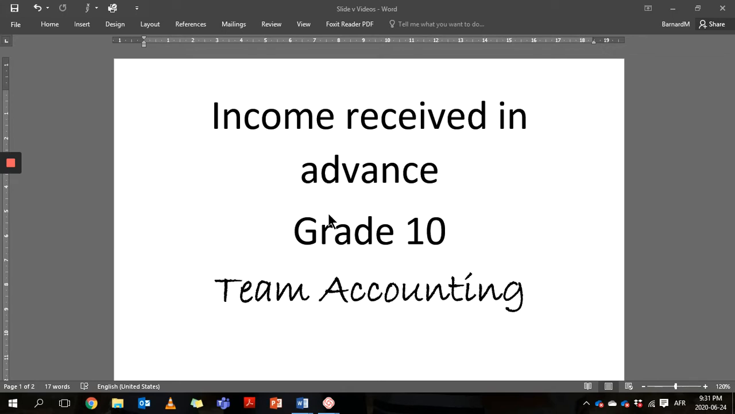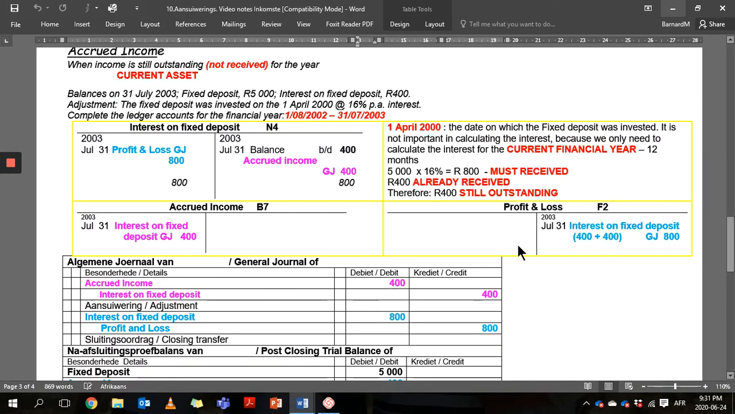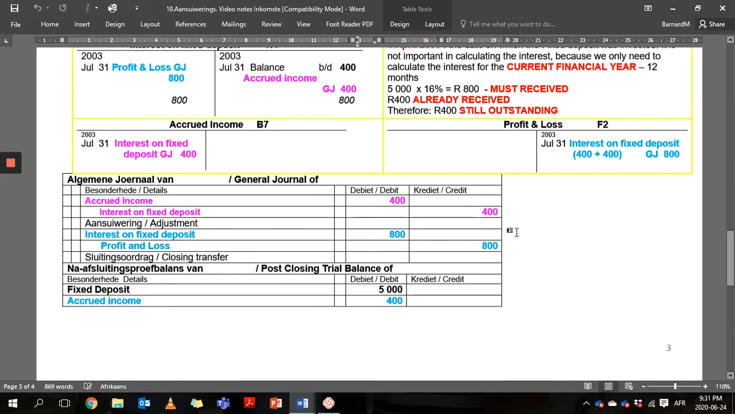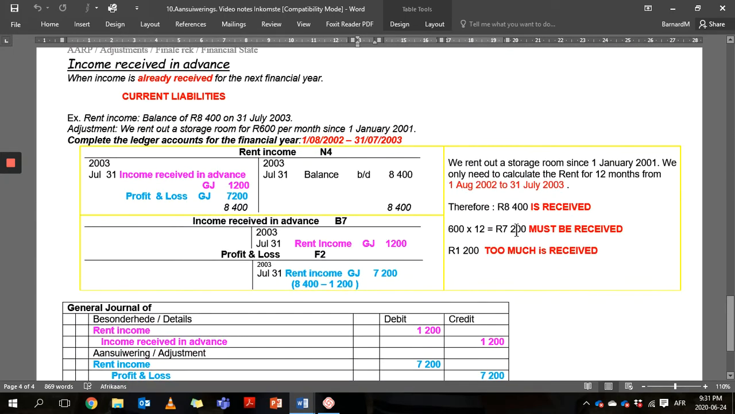Good morning, grade 10s. Today we're going to look at income received in advance and how the entries are going to look in your ledger account. And I'm again going to use the example that you have in your notes.